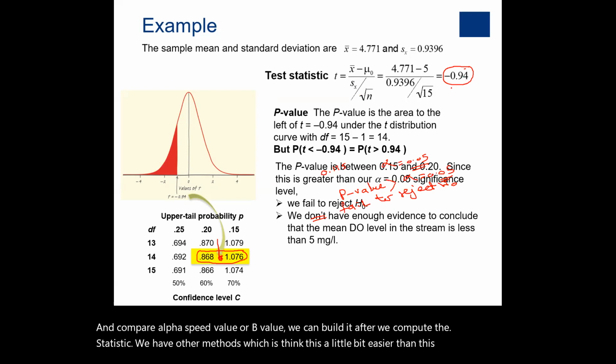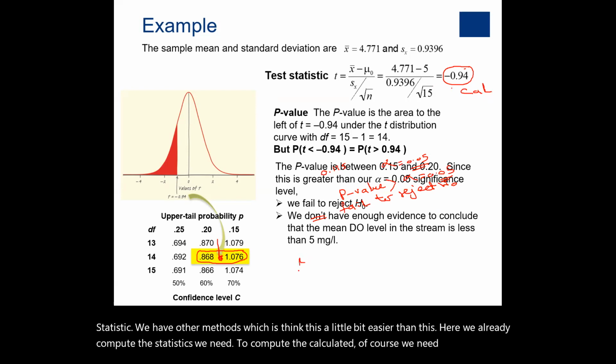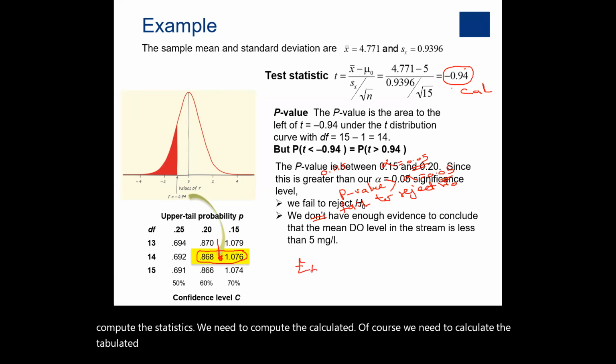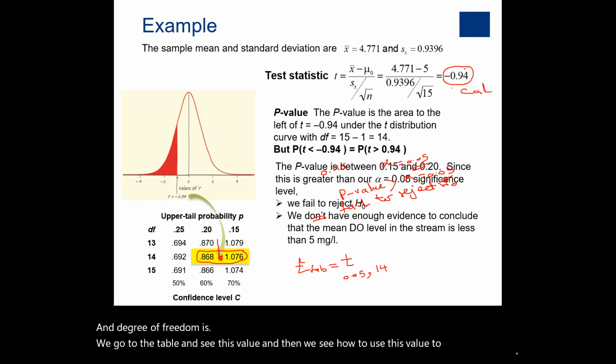Here we already computed the statistic. We need to compute this t calculated, of course. We need to find t tabulated, t tab, from the table with alpha already 0.05 and degrees of freedom 14. We go to the table and see this value, and then we see how to use this value to decide about the null hypothesis.